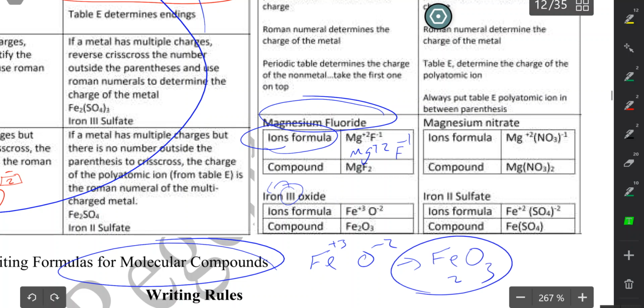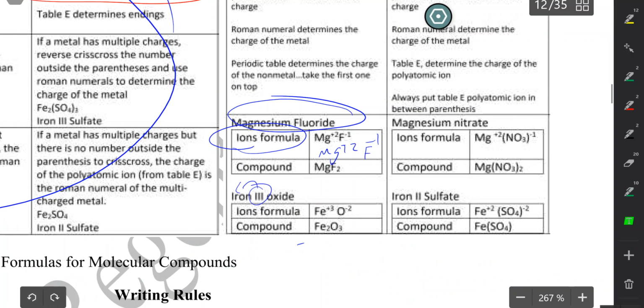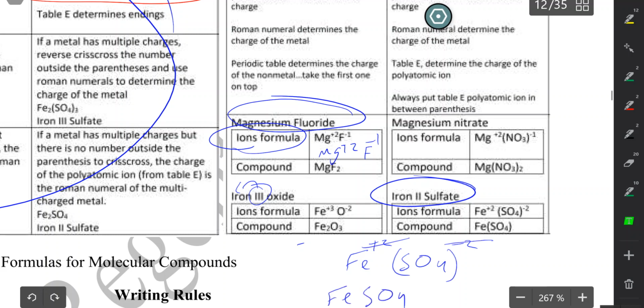That will be the formula for iron 3 oxide. If you were doing it for polyatomic ions or ternary compounds, such as iron 2 sulfate, make sure you remember to use parentheses. For example, iron has a charge of +2. Sulfate has a charge of -2. Well, in this case, the +2 cancels out with the -2. So you'll only get FeSO4.